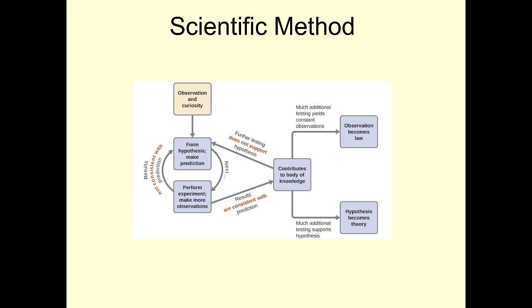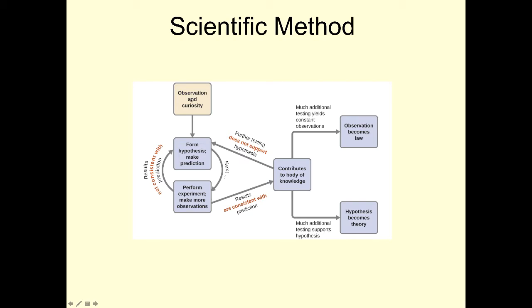We are going to start our basic science class by discussing the scientific method. The scientific method was developed by Sir Francis Bacon many hundreds of years ago and absolutely revolutionized the practice of science. I will point out that the scientific method starts with observation and curiosity about the observation.